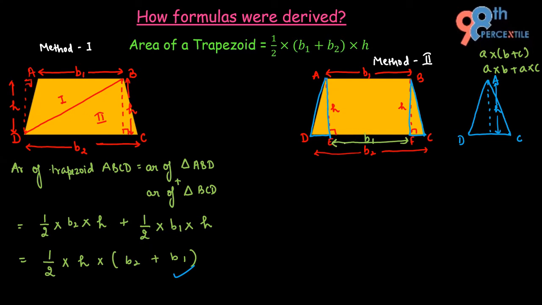So what is the remaining part? Remaining part is DE plus FC. And that is nothing but the length of the base of our triangle. So that can be obtained by subtracting the length B1 from B2. So the base of the triangle here is nothing but B2 minus B1.